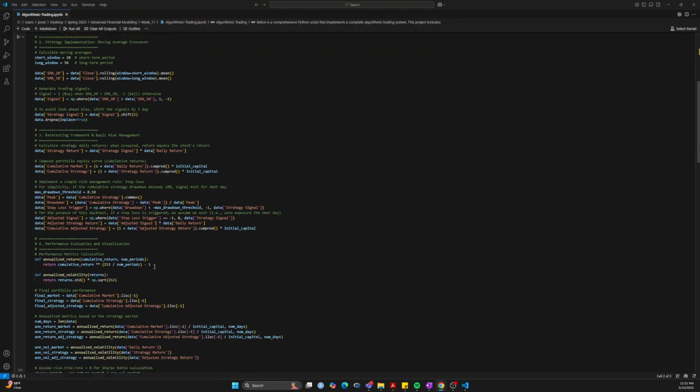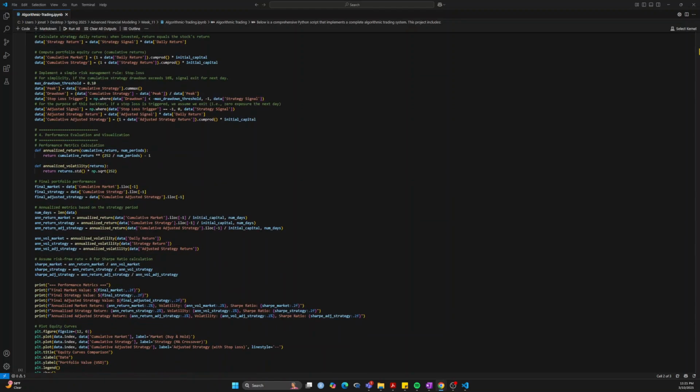Now I evaluate the performance of our system by calculating key metrics. These include total return, annualized return, volatility, and the Sharpe ratio for both the market and our strategy, with or without the stop loss adjustment. I use a helper function to analyze returns and volatility, assuming 252 trading days in a year, and then print out these metrics for a quick summary.